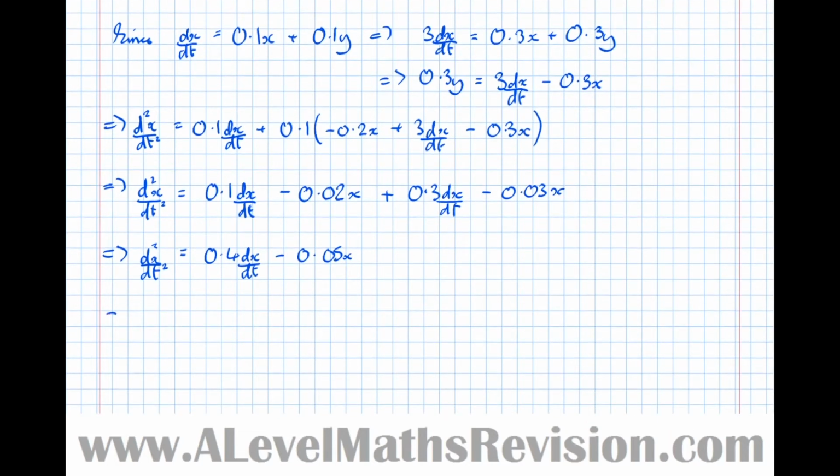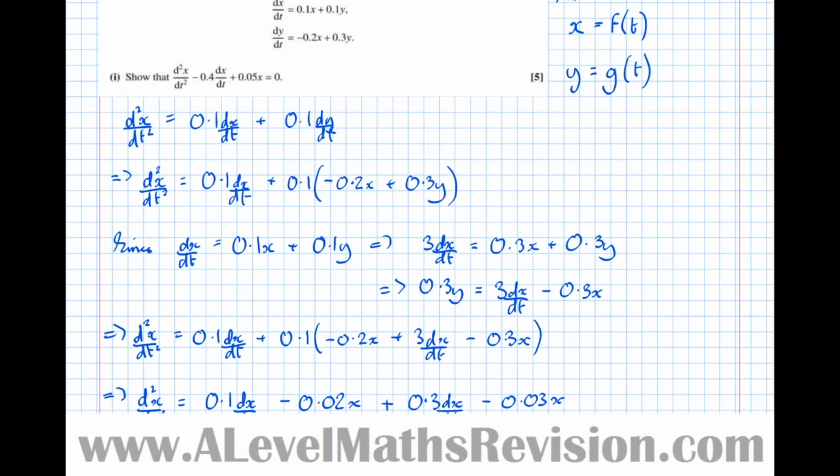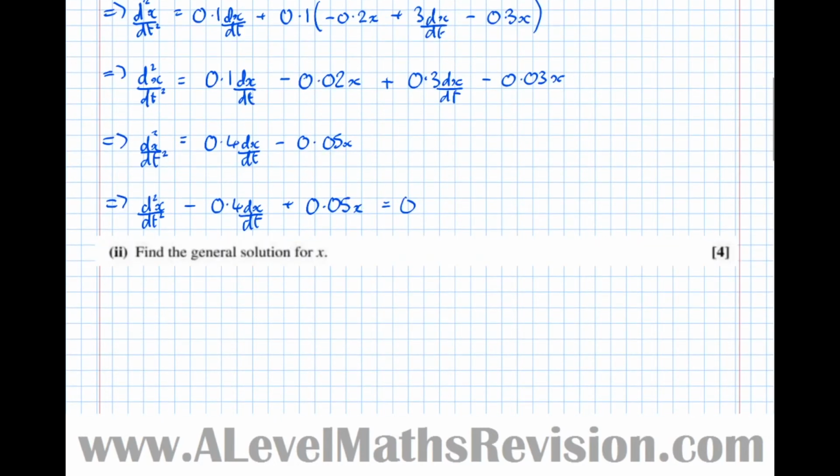Then finally, that means that d2x by dt squared minus 0.4 dx by dt plus 0.05x equals 0. And that should be our target expression there, which indeed it is. So we've got the answer. So we've showed what we need to show.